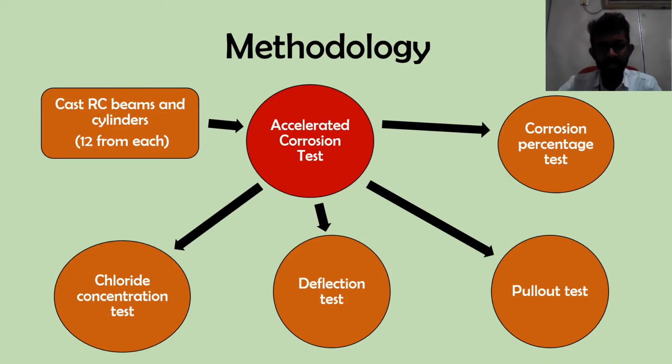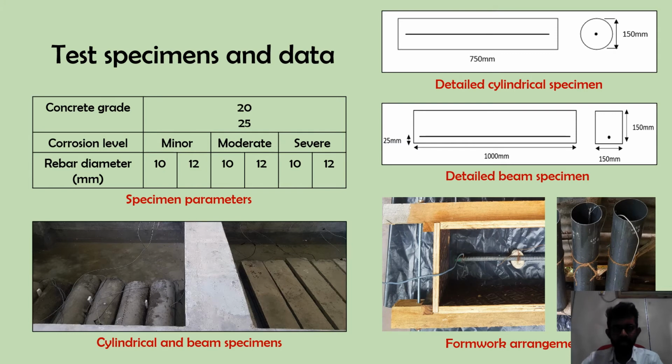Methodology. This research mainly consists of 5 tests. They are the accelerated corrosion test method, pull-out test, deflection and bending test, chloride ion concentration test, and corrosion percentage test. Test specimens and data. Concrete beams and cylinders were made with different concrete grades, rebar diameters, and corrosion levels.